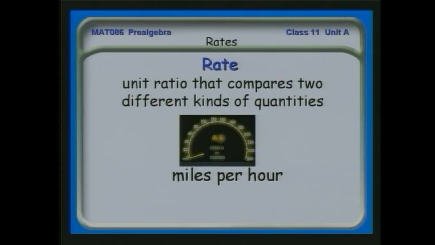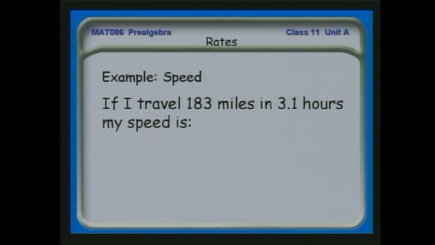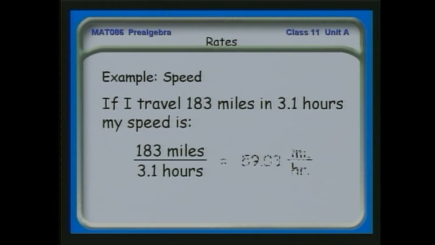For example, miles per hour. Or for example, if I'm going to England, it might compare how many pounds you get of English money for every dollar. Speed is one of the most common rates that we talk about. It's the distance you travel over the time it takes you to go there. For example, if I go 183 miles in 3.1 hours, that's my speed, but we use a unit ratio. We actually divide that, and I find I go 59 miles roughly per every 1 hour I travel.